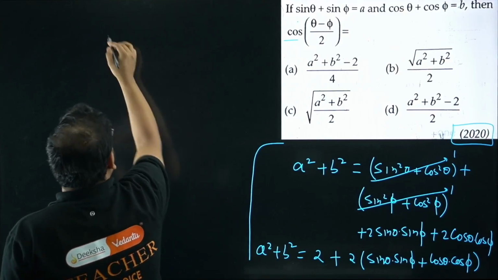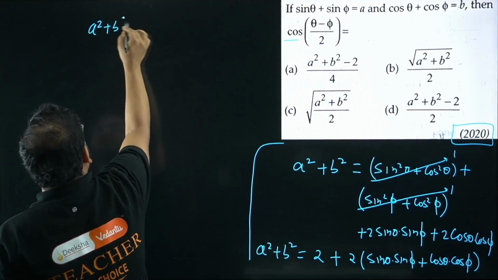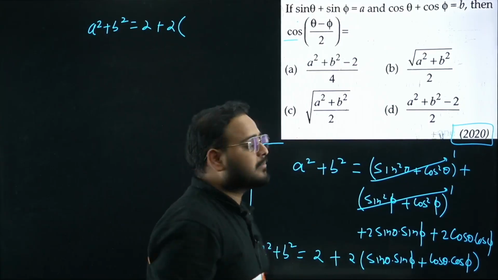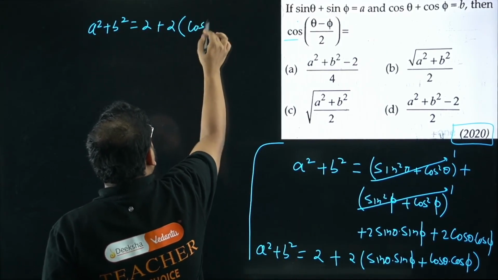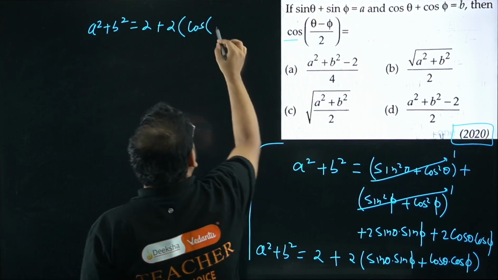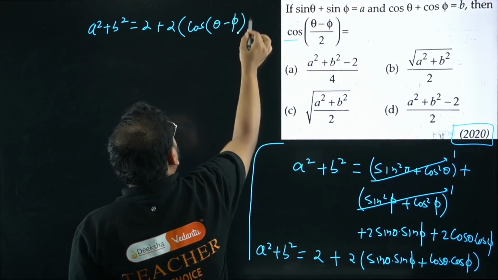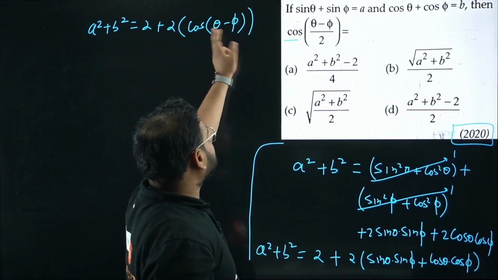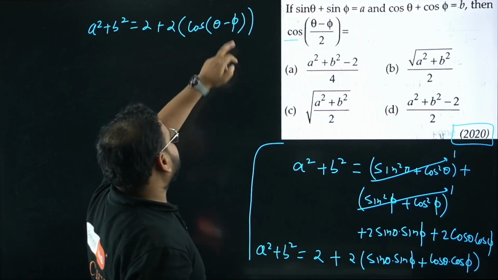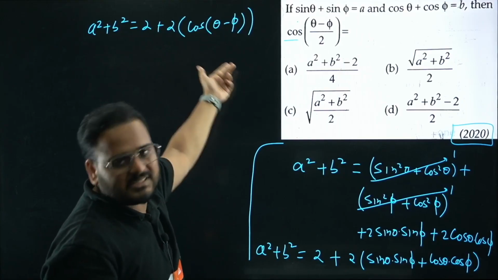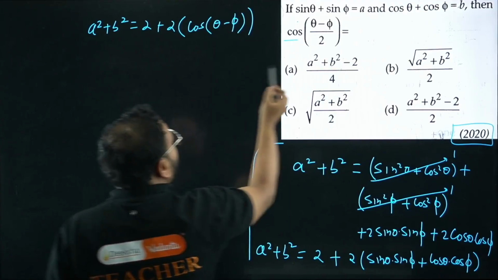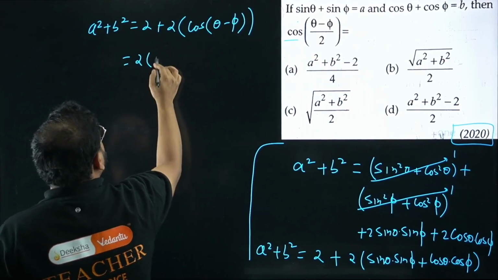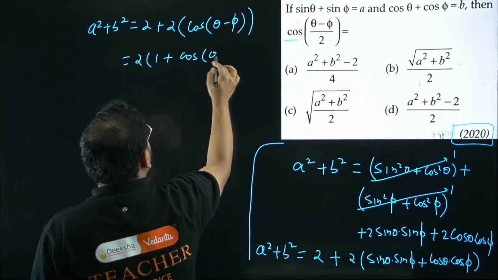Now let's do one thing. I can write this as A square plus B square equals 2 plus 2 times, please check, sin A sin B plus cos A cos B will become cos of A minus B. All of you know cos of minus anything will be cos itself, right? Even if I write phi minus theta, I can take the minus sign common and it will become the same thing. So I'm going to write what I need: cos of theta minus phi. I can take 2 common, I'll have 2 times 1 plus cos of theta minus phi.